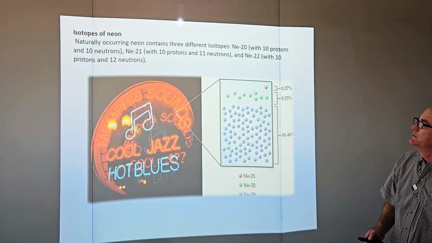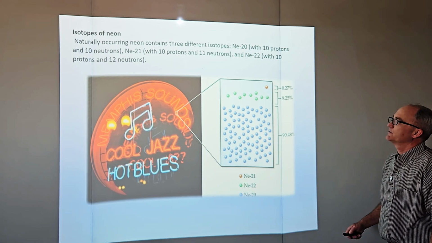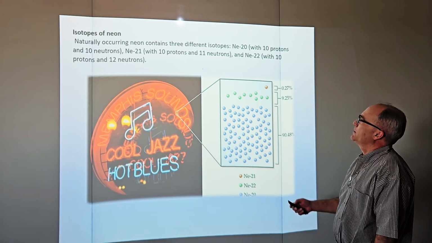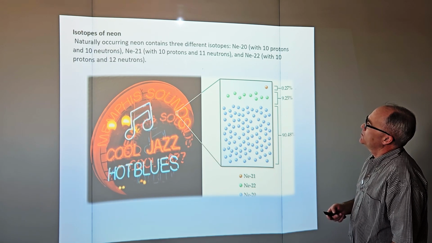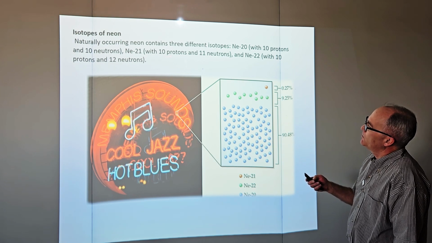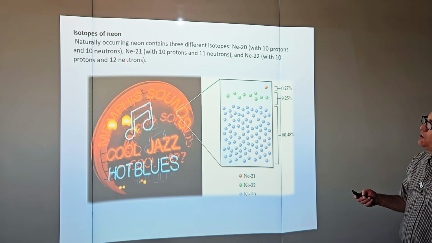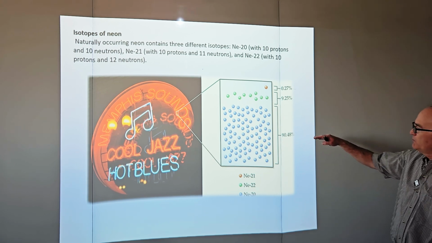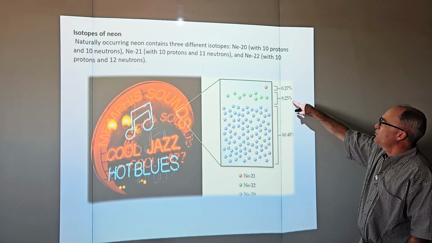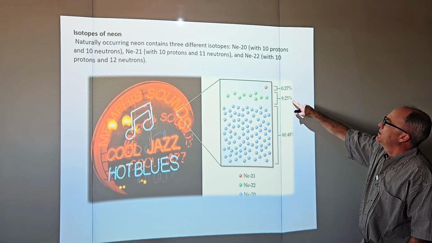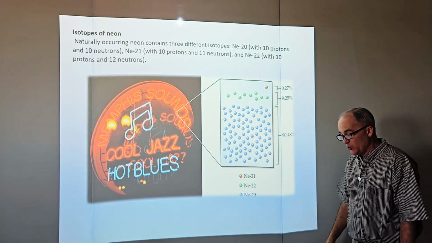So neon, naturally occurring. That means what we find in nature, not what we make inside a nuclear reactor or something. 3 different types of isotopes. Neon 20, 10 protons, 10 neutrons. Neon 21, 10 protons and 11 neutrons. And neon 22, 10 protons and 12 neutrons. And we can see the majority of neon is neon 20. 9.25% is neon 21, and a small percent is neon 22.